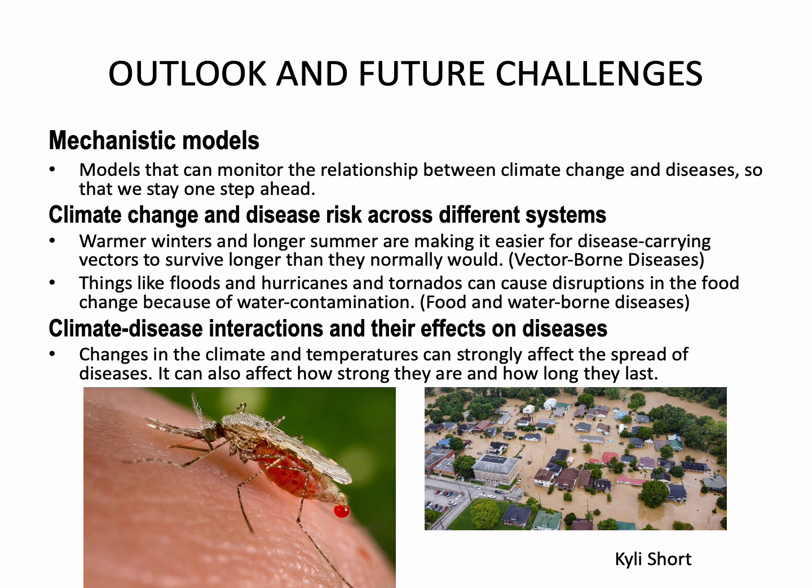Climate change and disease risk across different systems. Warmer winters and longer summers make it easier for disease-carrying vectors to survive longer than they normally would. This is vector-borne diseases. Also, things like floods, hurricanes, and tornadoes can cause disruptions in the food chain because of the water contaminations, and this is food and waterborne diseases.